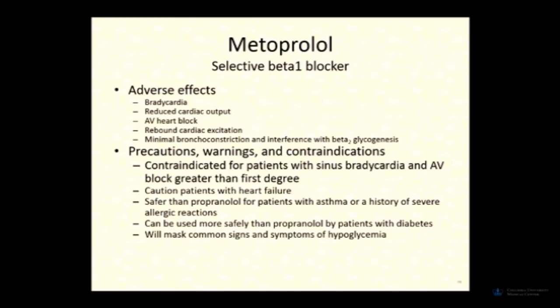So adverse effects, some of the same ones we've mentioned: bradycardia, reduced cardiac output, AV heart block, rebound excitation, but really minimal bronchoconstriction or hypoglycemia. So you don't want to give this drug in patients with any degree of sinus bradycardia or AV block, okay? For the same reasons that we want to avoid that in propranolol, because it can increase the likelihood of those things. You want to use it with caution in patients with heart failure. It's safer than propranolol in patients with asthma or a history of severe allergic reactions. Okay. So if a patient has a history of an allergy to propranolol, metoprolol could be a good alternative.